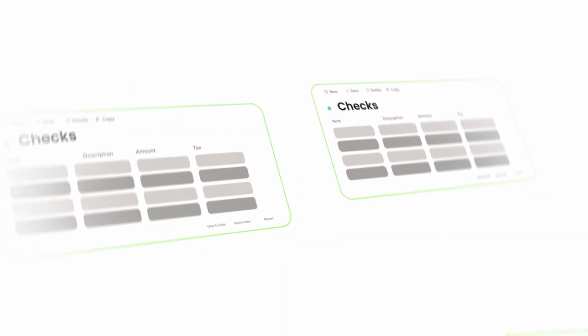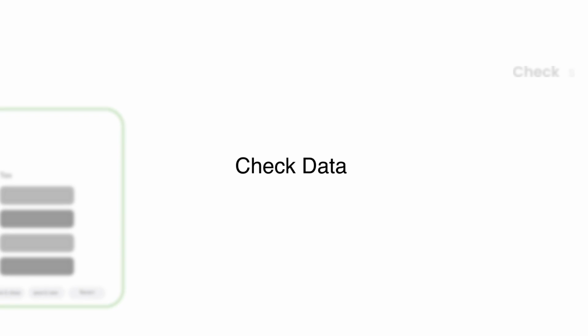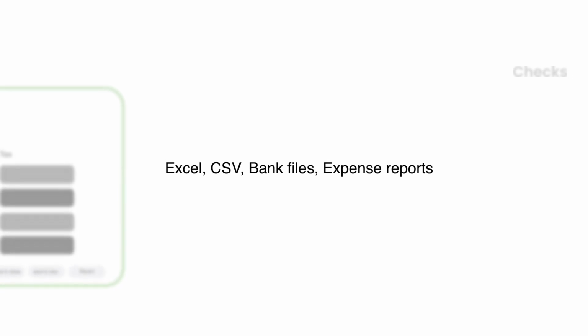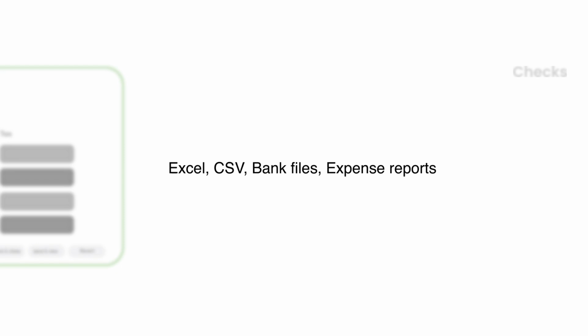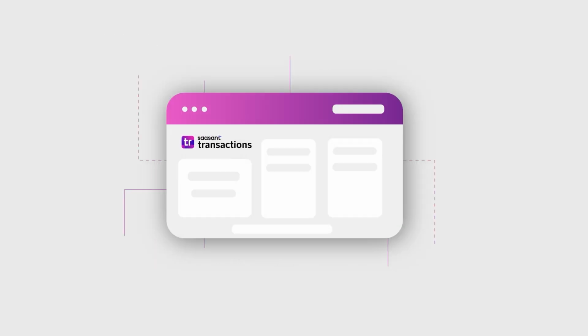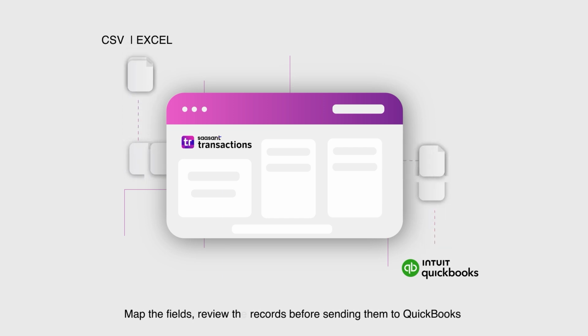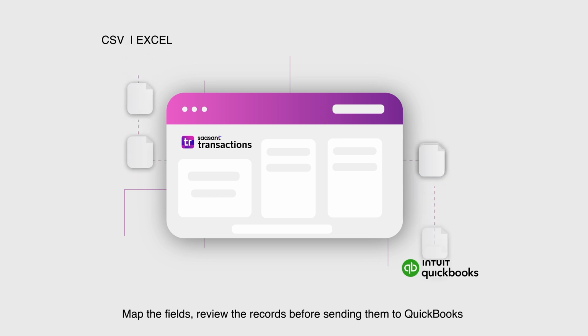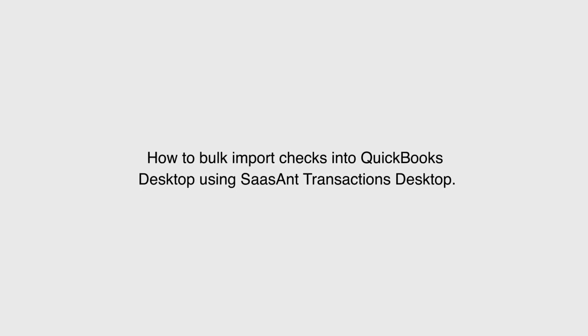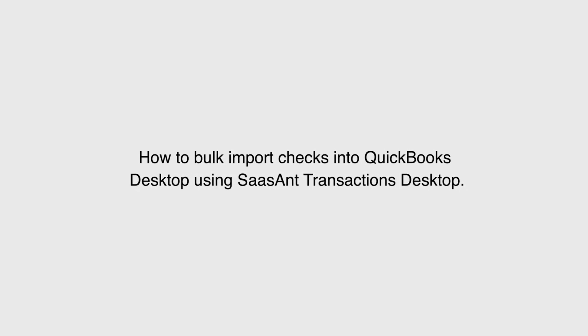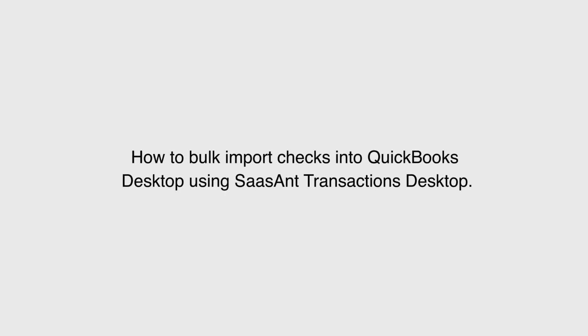Creating checks one by one in QuickBooks Desktop can take time, especially when your check data is already in Excel, CSV, bank files, expense reports, or another accounting system. Instead of entering each check manually, SaasAnt Transactions Desktop lets you import check data in bulk, map the fields, review the records before sending them to QuickBooks Desktop, and undo the import if needed. In this video, I'll show you how to bulk import checks into QuickBooks Desktop using SaasAnt Transactions Desktop.